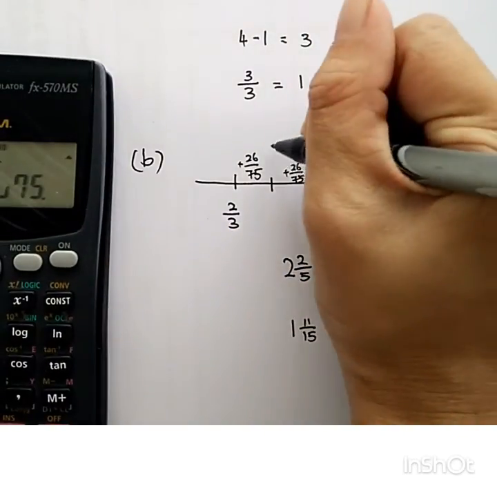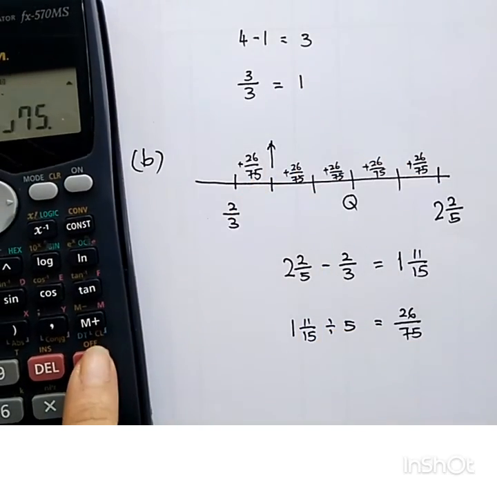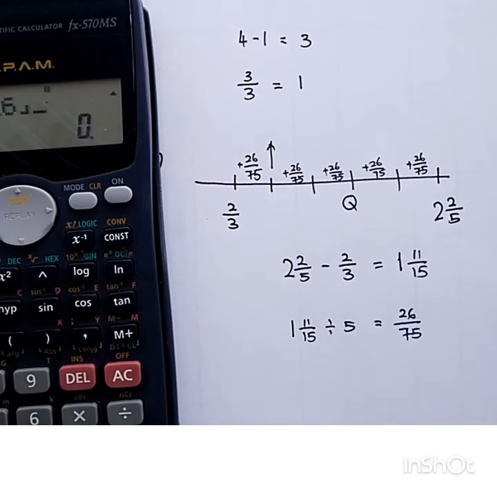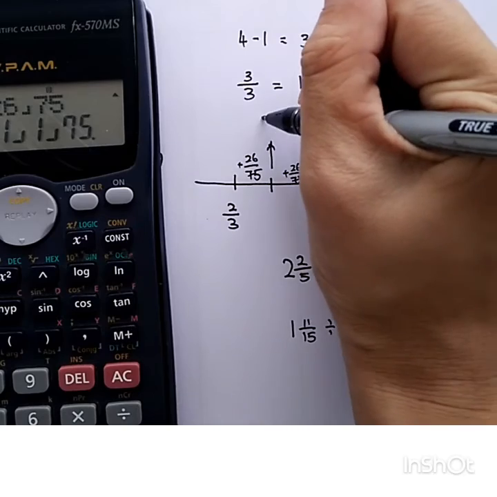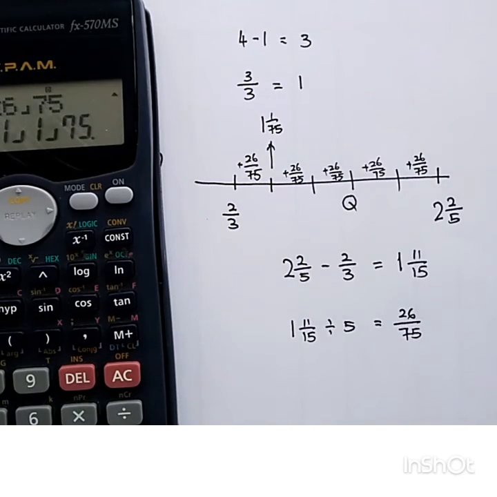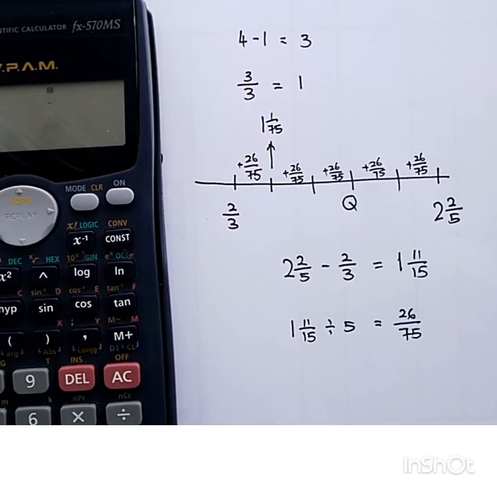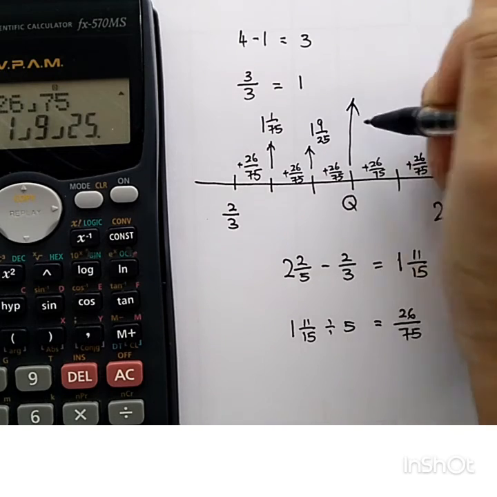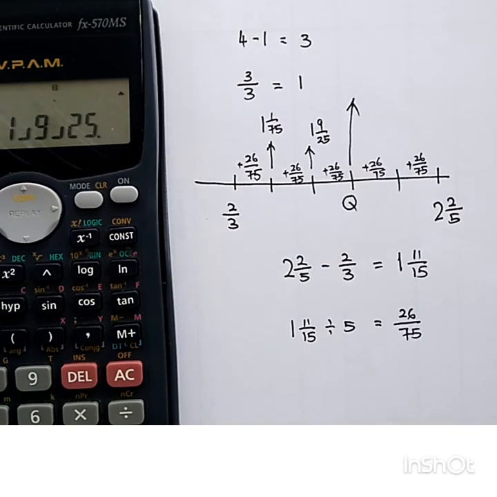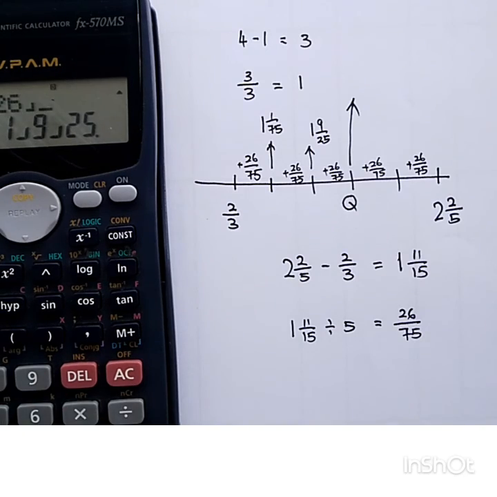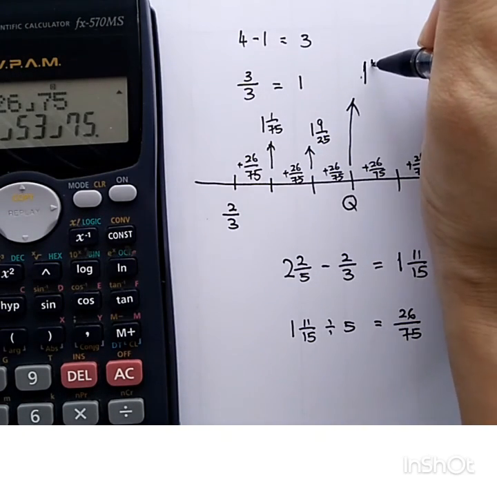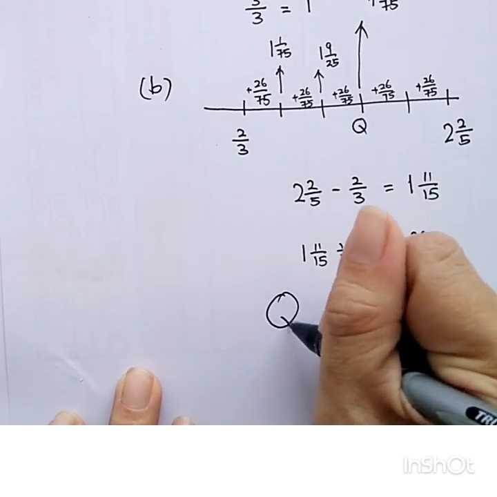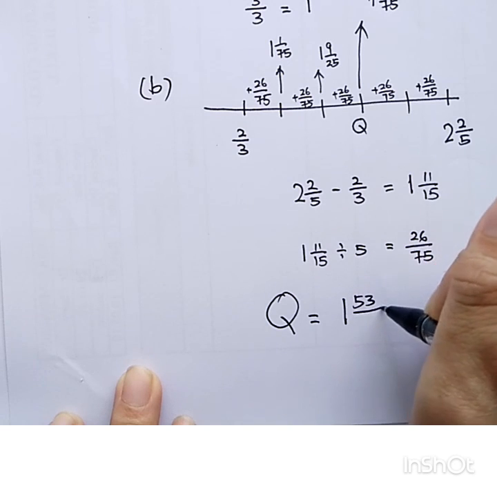So let's start by finding the number for the second position on the number line. 2 over 3 plus 26 over 75 will be 1 and 1 over 75. Then I'm going to plus 26 over 75 again, and this will give me 1 and 9 over 25. For the last one, which is the one we were looking for, plus 26 over 75, and this will be 1 and 53 over 75. So my answer for Q will be 1 and 53 over 75.